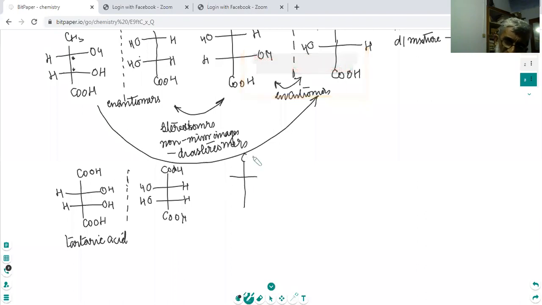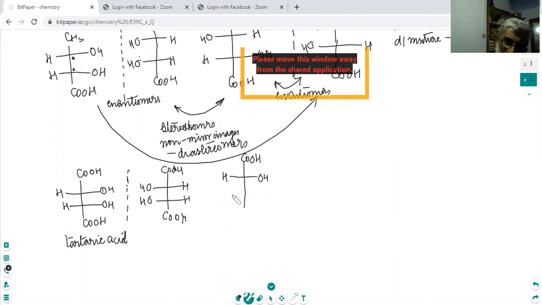Now let me draw the diastereomers. COOH, H, OH, OH, H, COOH. Okay.